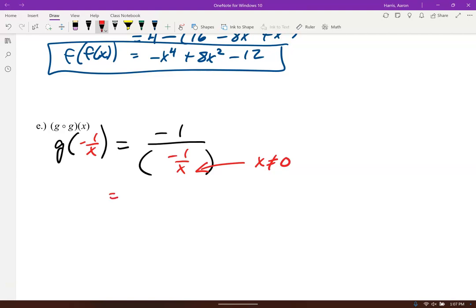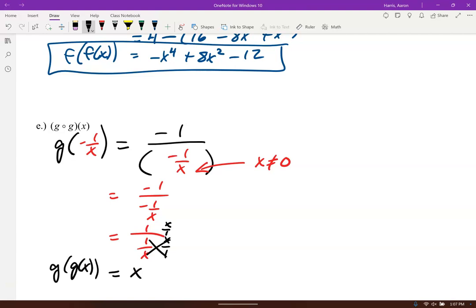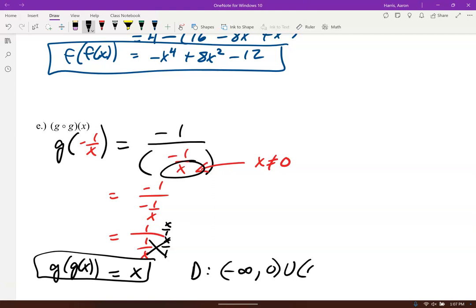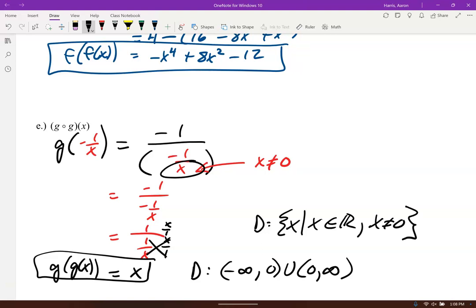Because notice what happens. I have a negative over a negative 1 over x. Well, a negative over negative is positive. Now I'm going to multiply by the reciprocal. This actually cleans up to just be x. So g of g of x is x. So if you hadn't picked it up right here, you wouldn't have known that the domain can't be 0, because g of x is not defined at 0. So the domain on this is everything but 0. Or you can also write it this way: x such that x is an element of the reals. It just can't be 0.